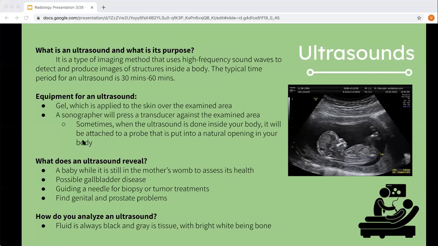You can analyze an ultrasound by remembering that fluid is always shaded black on an ultrasound, and they can also be gray, while bright white usually tends to be bone. And that's it for ultrasounds. So now we'll move on to mammograms.